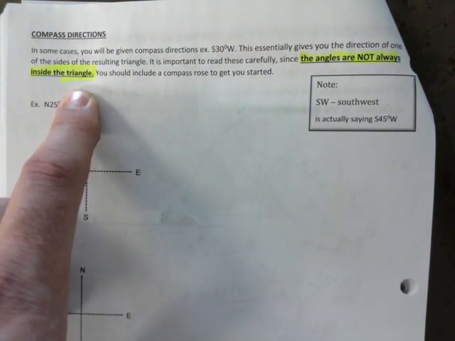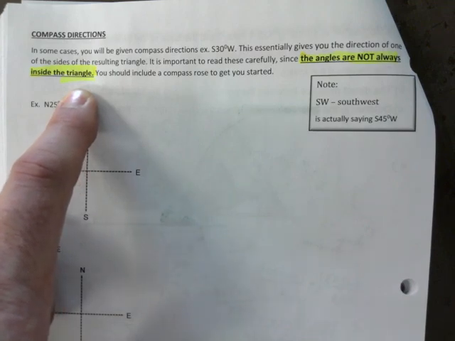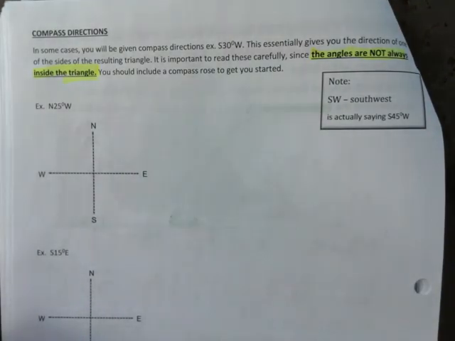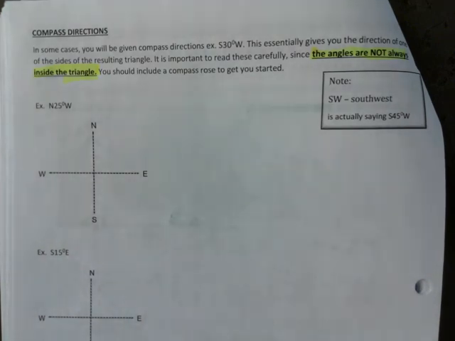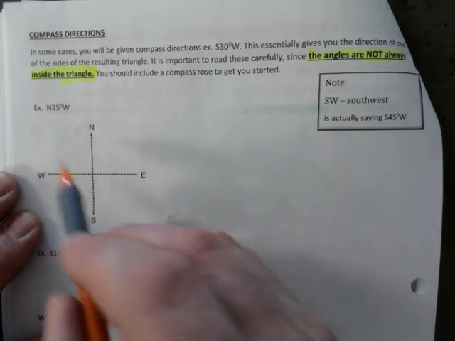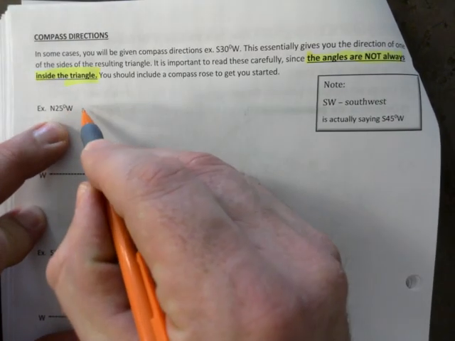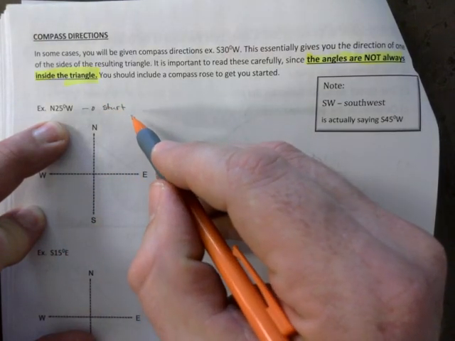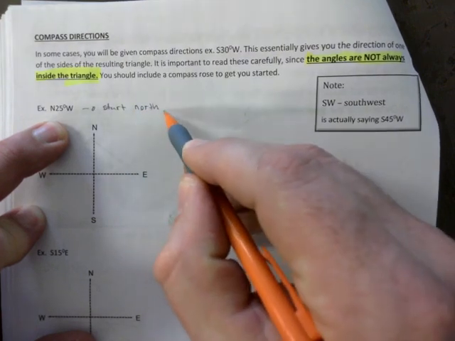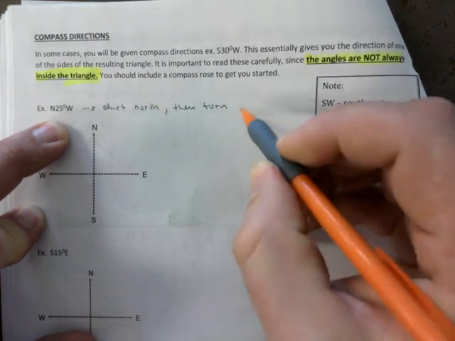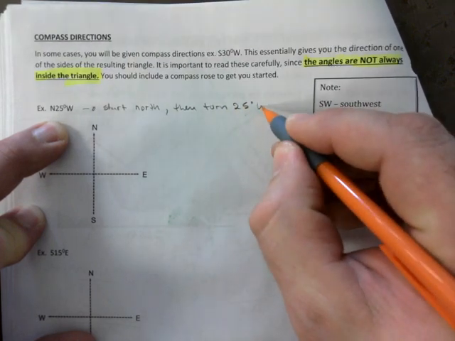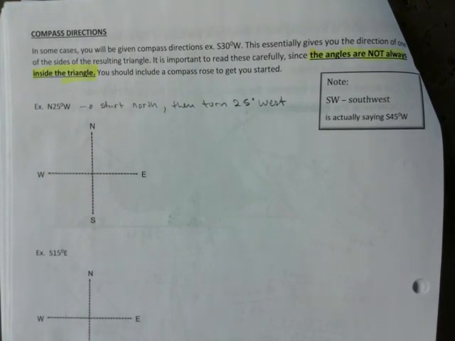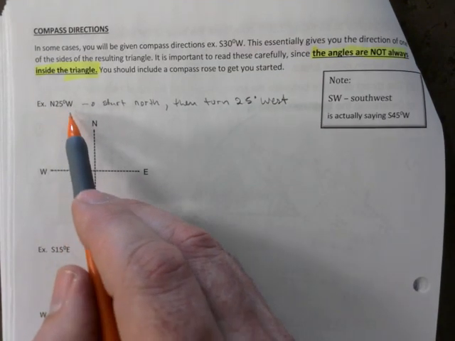Okay, this is on page 59. You should include a compass rose to get you started. Okay, so real quick here, I'm going to use a red pen for my line where I'm actually going. So if you want to do the same, go for it. If you see north 25 degrees west, it is literally saying start north, then turn 25 degrees west. That's what that is saying right there. It's a short little statement, but it actually says that. So that's how you read it, north 25 degrees west.